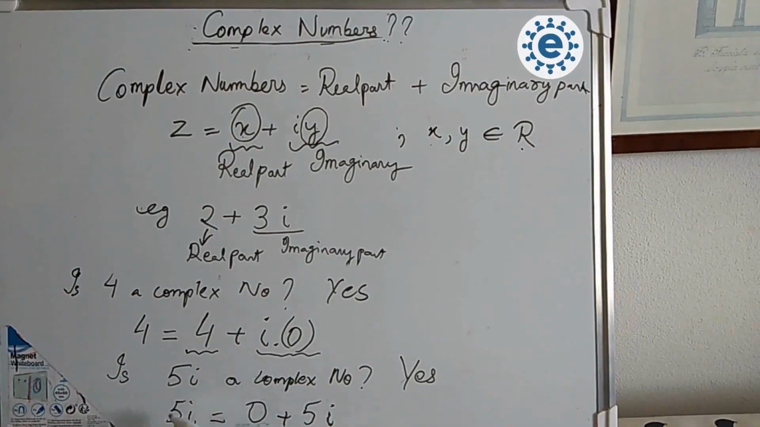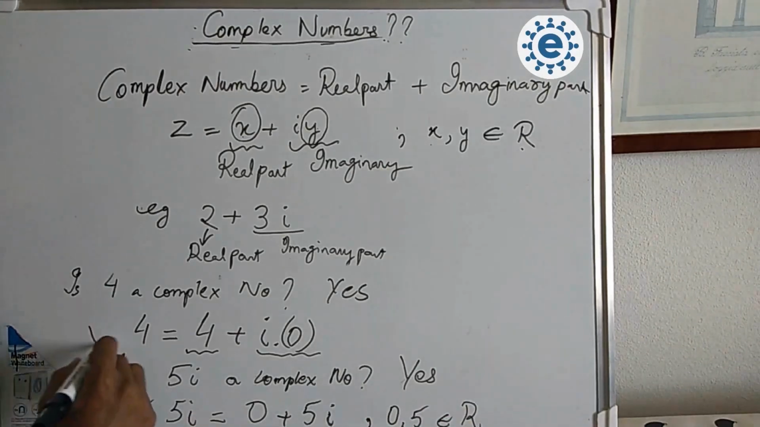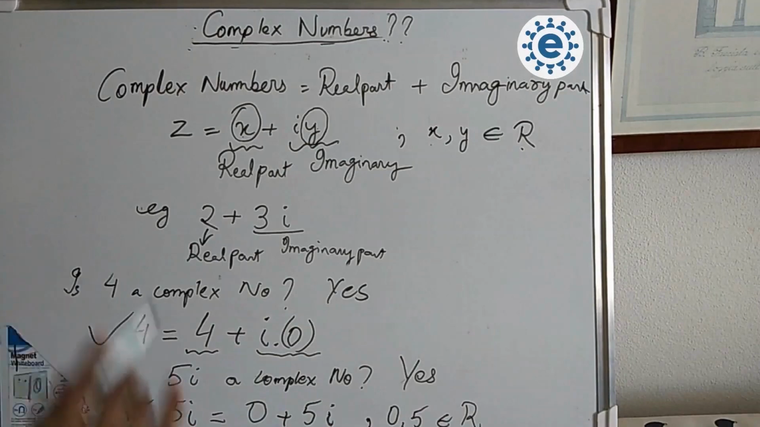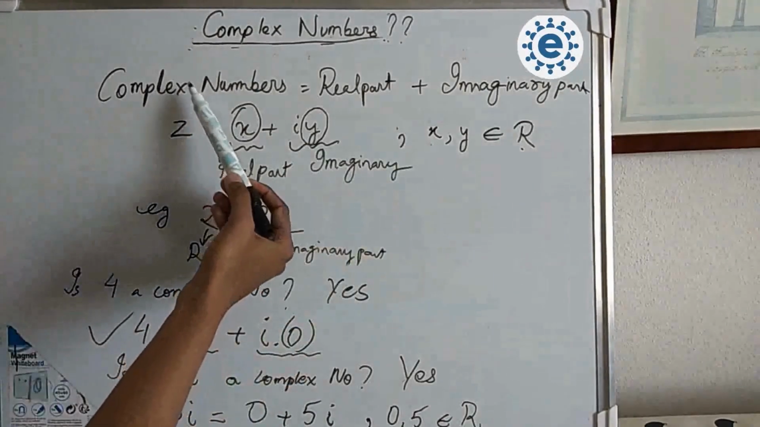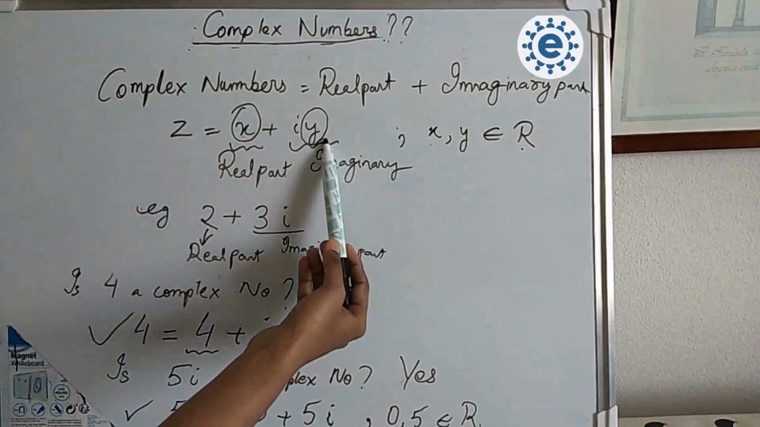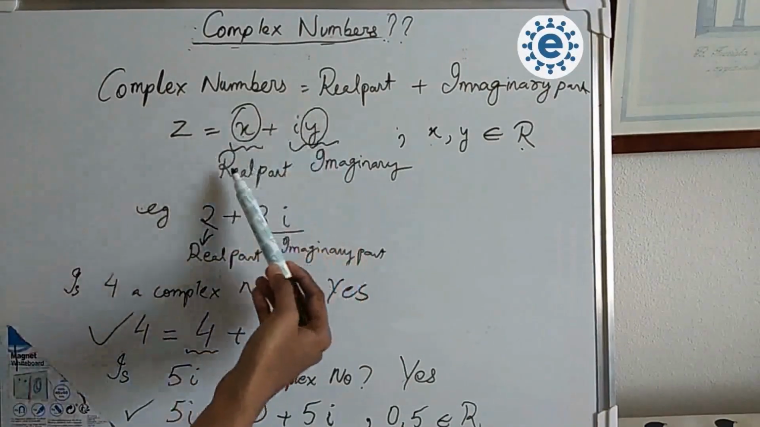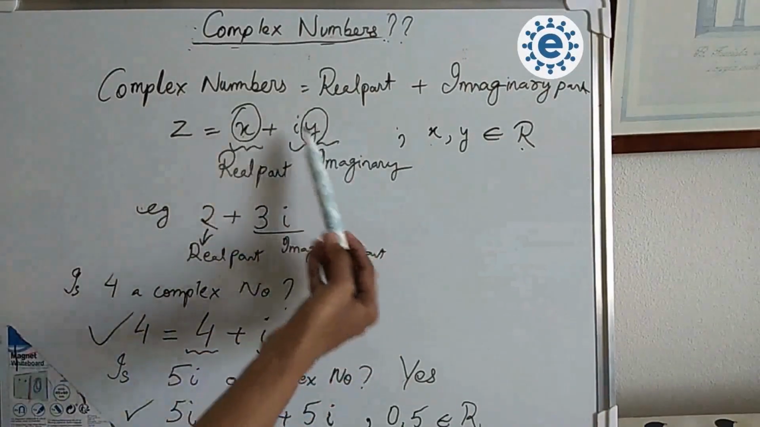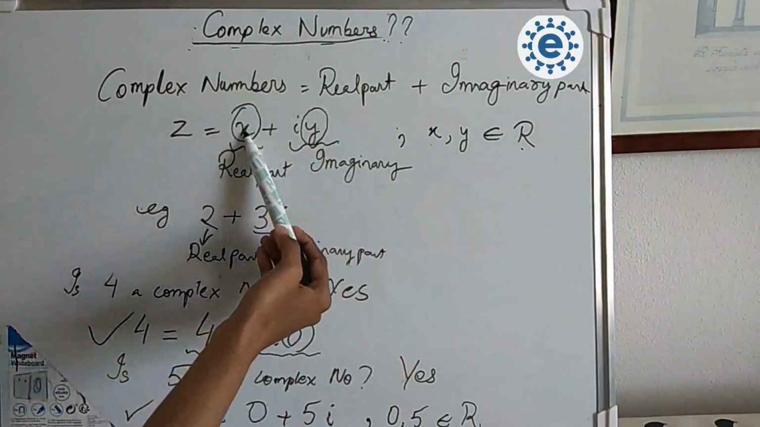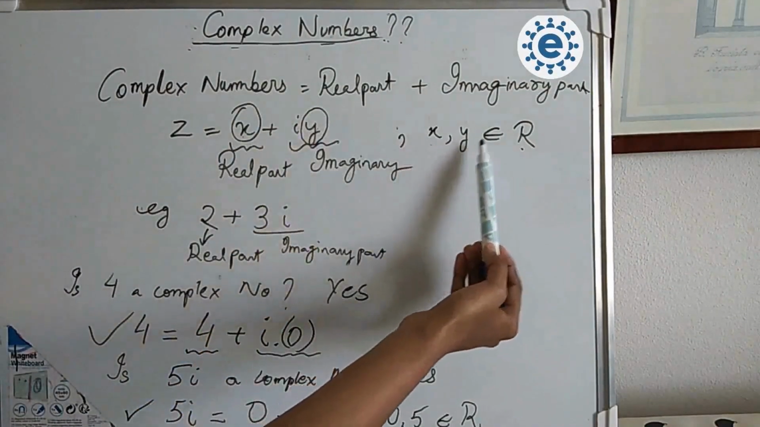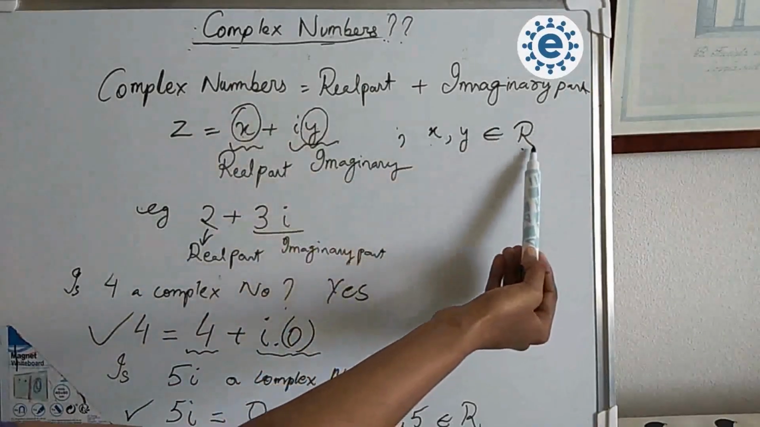So we have written 5i in the real part and imaginary part, where x and y both belong to real numbers. Means 0 and 5 both belong to real numbers. So this is a complex number. Don't forget this part, that a complex number is a combination of a real part and an imaginary part, in which real part and imaginary part cannot be added together. And x and y both are real numbers.